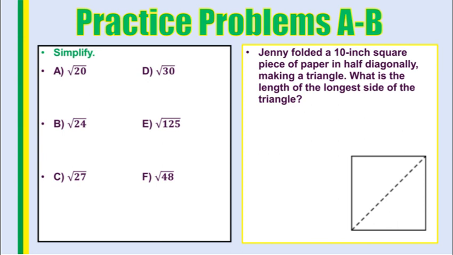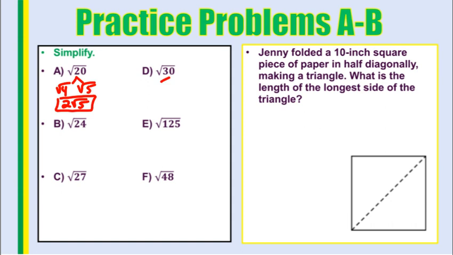Other practice problems. Here, simplify the square root of 20. So here I'm going to use the square root of 4 because it's a perfect square, times the square root of 5. The square root of 4 is 2. I can't break down 5, so this would be 2 times the square root of 5.